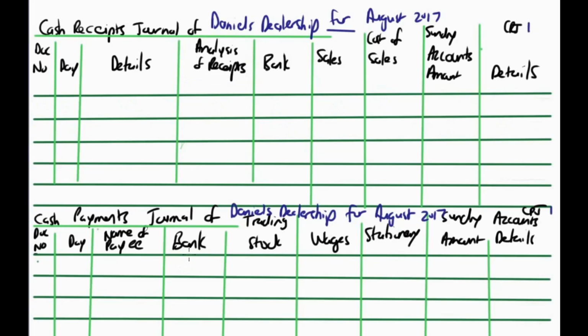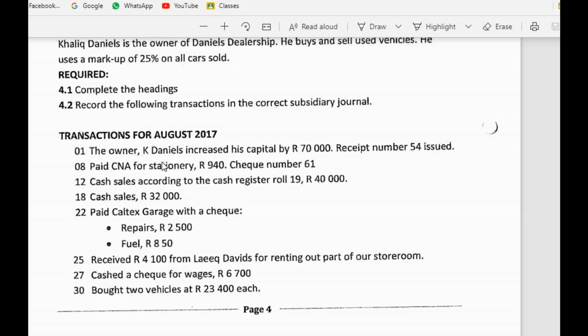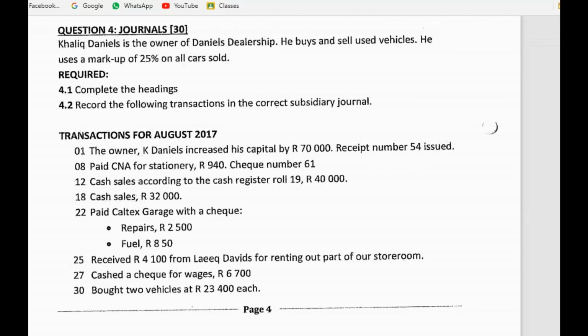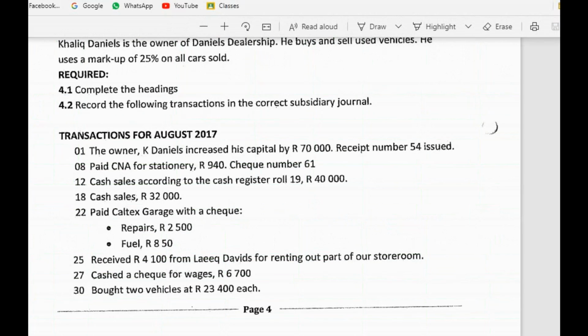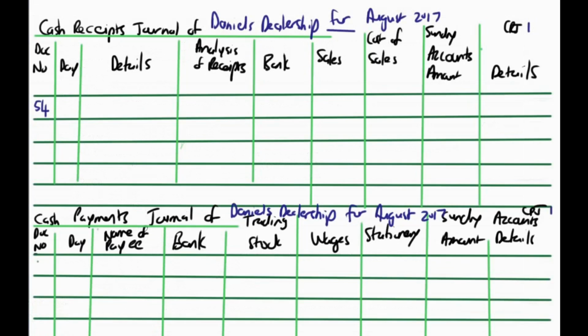So firstly, if we look at the first transaction there, it says the owner, K. Daniels, increased his capital by 70,000. Receipt number 54 issued. So we know that the document number would be number 54. And then we have to go and look at the day. The day is the 1st. The details is who did we receive the money from? We received it from K. Daniels. And the amount we received was 70,000.